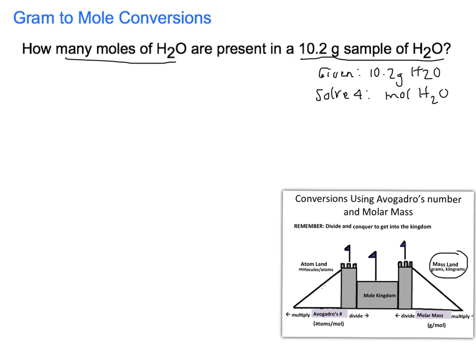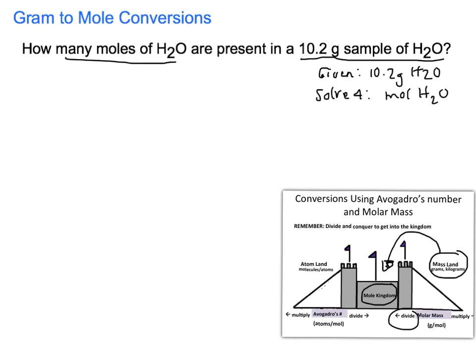Now, I do not want to end up or continue to be in mass land. I want to convert my units to the mole. So, I want to get into the kingdom. Okay? Now, in order to go from mass land into the kingdom, I know that I must divide, because remember, entering the kingdom means you need to divide and conquer. So, anytime we're going from one of the exterior lands into the kingdom, we are dividing.